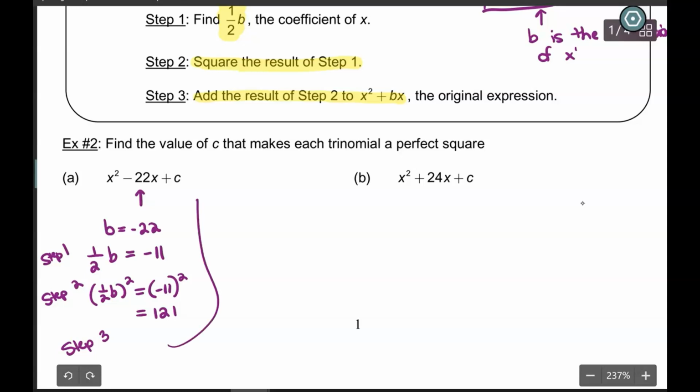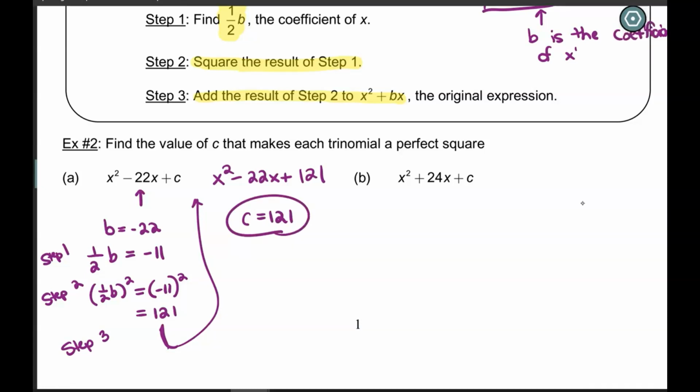Step 3, we're going to add that here. So find the value of c that makes it a perfect square trinomial. So actually, x squared minus 22x plus, what did we get? We got 121. So that means c is 121.